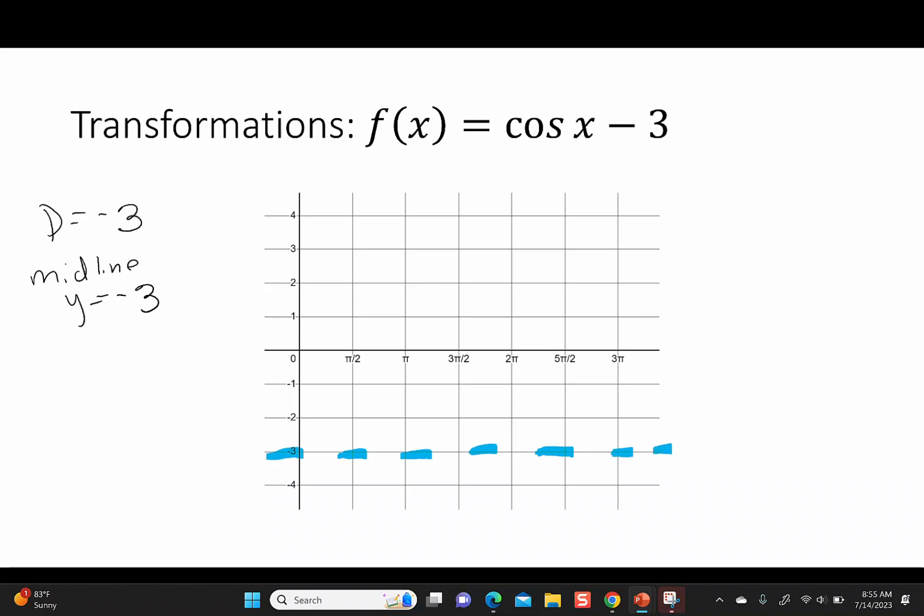Then I want you to think back to cosine. Cosine starts above the x-axis, so we want to start above our midline. So we're going to go 1 above. At pi over 2, we're back to the midline. At pi, we're under the midline. At 3 pi over 2, we're on the midline again. And at 2 pi, we're above. We could continue to go down, down, up, up, and then connect the dots.